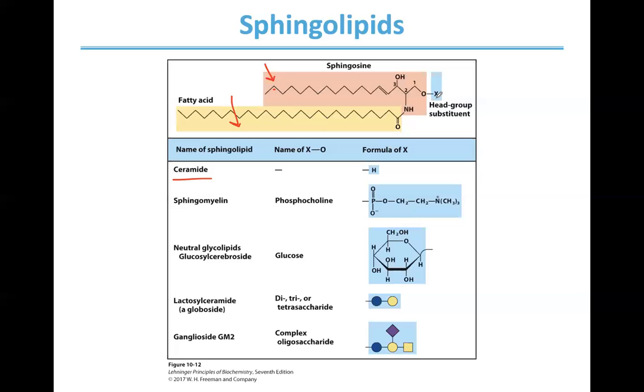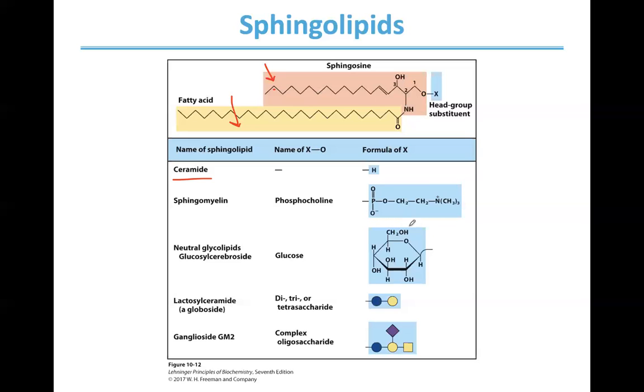And so if you add your head group, if your head group is choline based, it's a phosphocholine, right? Then this type of lipid is known as sphingomyelin. Sphingomyelin is an important lipid, for example, for the protection of neurons, right? Neurons, myelin sheath, right? You know that.